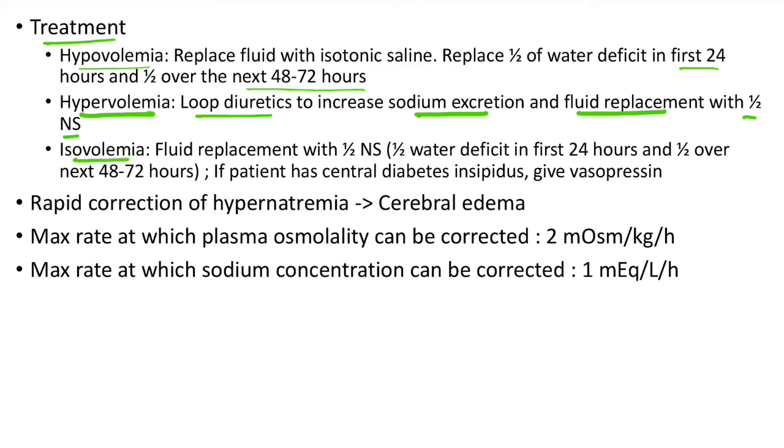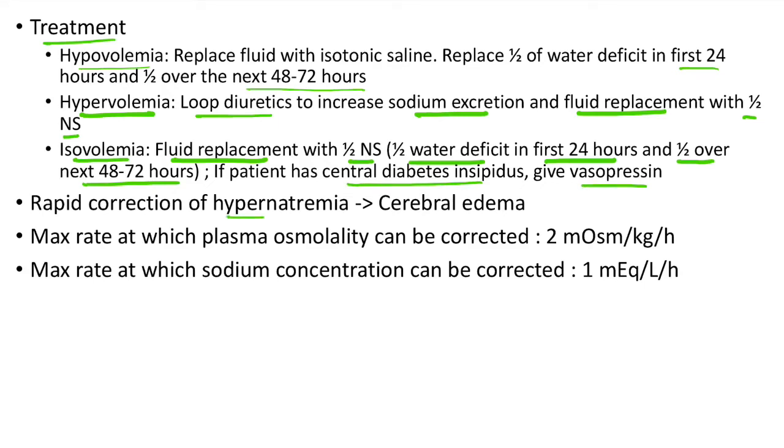For isovolemic hypernatremia, we have to do fluid replacement with half NS. Half of the water deficit should be corrected in first 24 hours and the other half over next 48 to 72 hours. If patient has central diabetes insipidus, we have to give vasopressin.